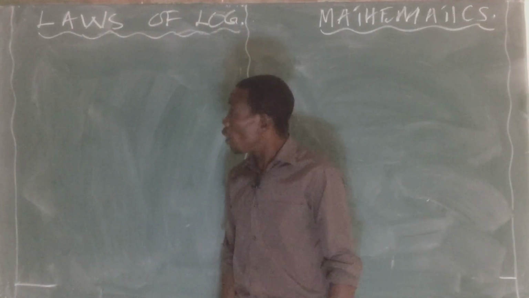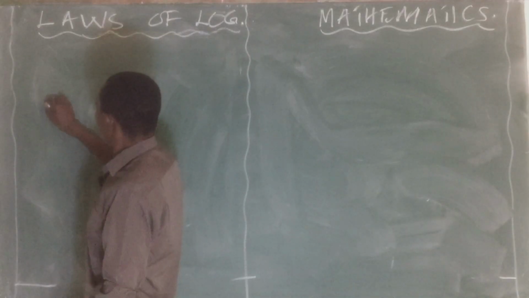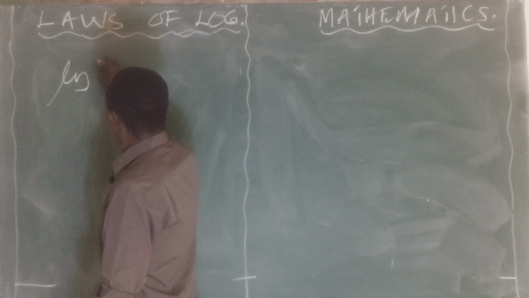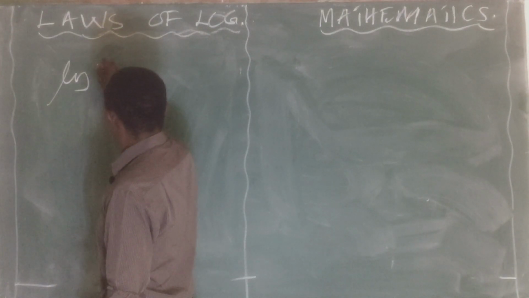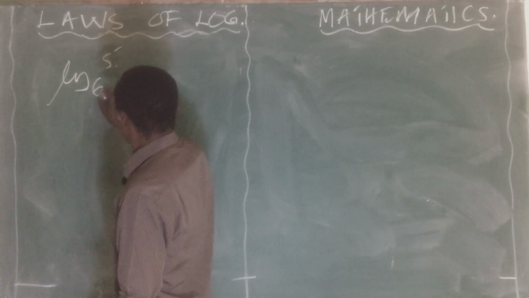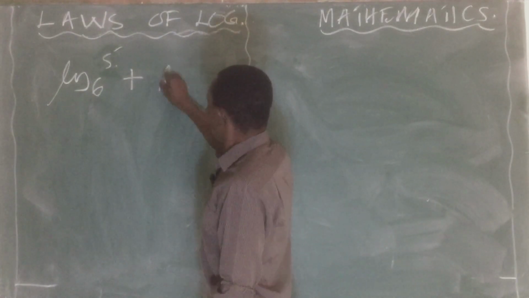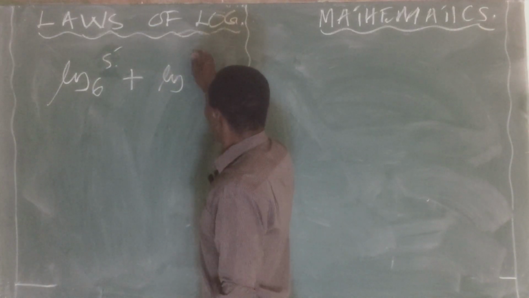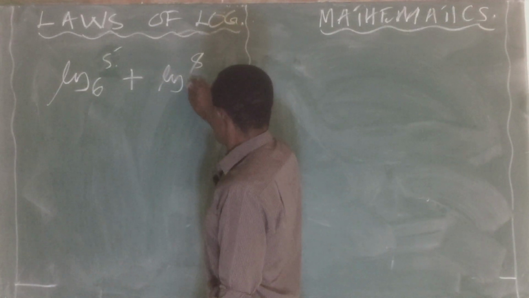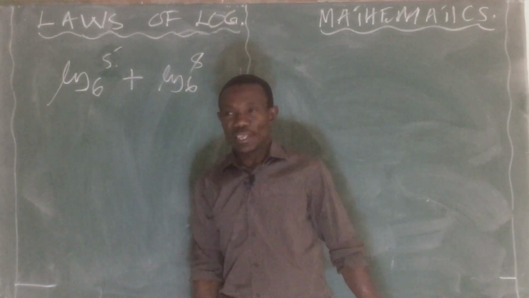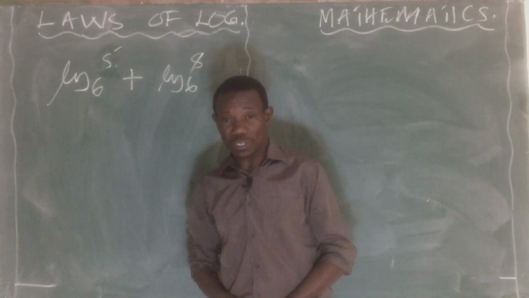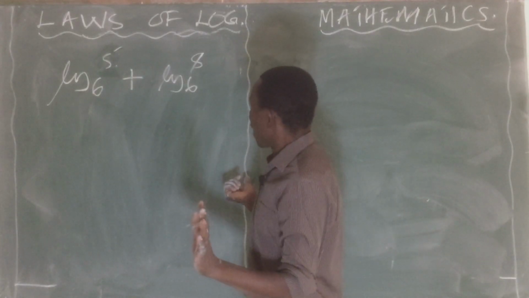For example, I may have a situation like logarithm of 5 to base 6, and you are doing the operation by addition. You are adding the logarithm of a different number, say 80, to base 6. They may ask you to evaluate this one out. So it would be like, now, how can I handle this one?